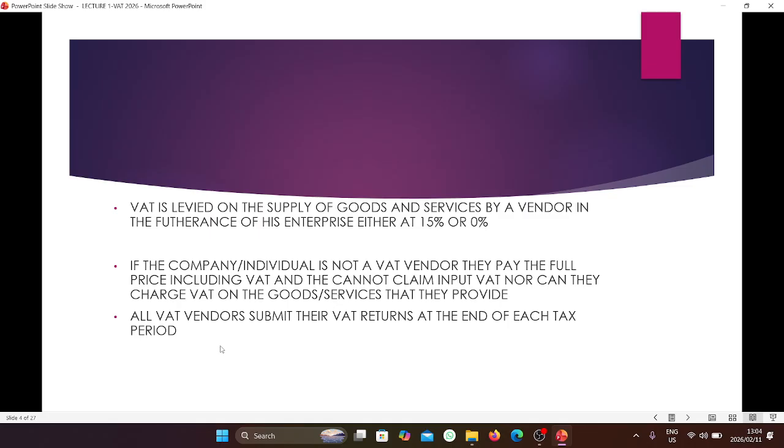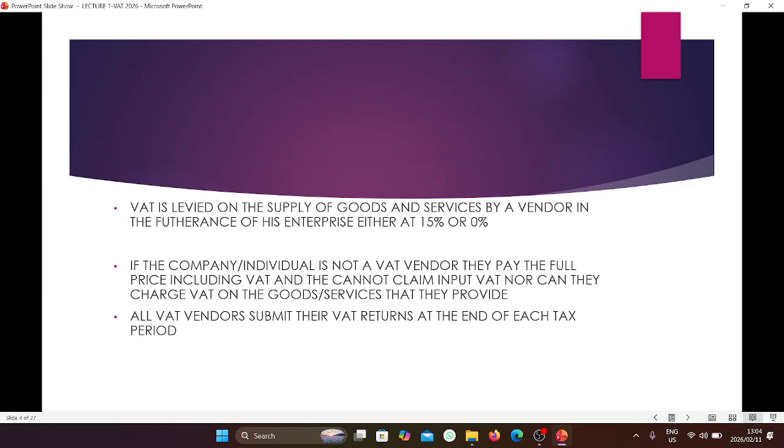VAT is levied on the supply of goods and services by a vendor in the furtherance of its enterprise, either at 15% or 0%. This is due to the type of supplies that you make. There are supplies we call standard rated supplies, and then there are supplies we call zero rated supplies. Just because it's zero rated doesn't mean there's no VAT on it. There is VAT on it, and it's VAT at 0%. And standard rated supplies are VAT at 15%.